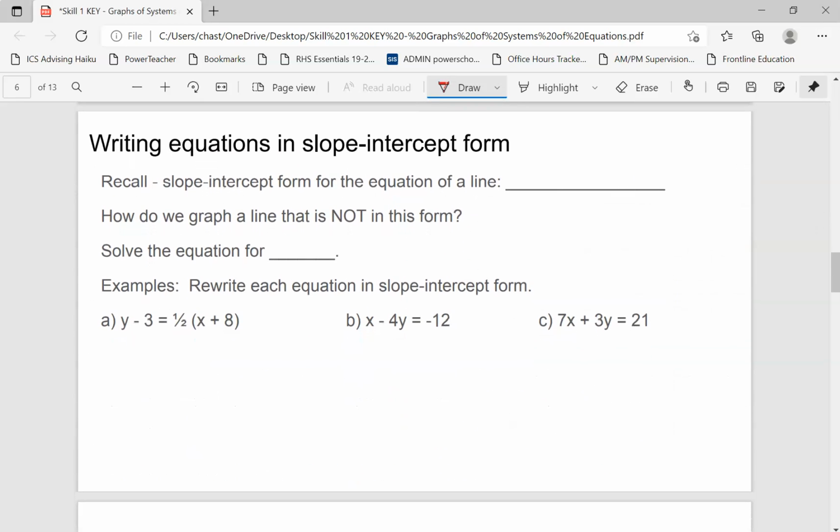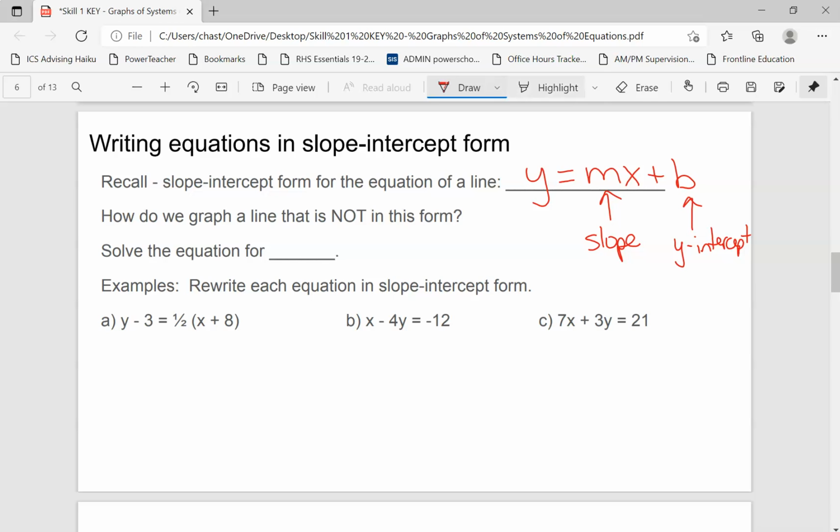The next thing that you'll need to know how to do is to write an equation in slope-intercept form. So let's remind ourselves what that looks like. You should remember that that looks like y equals mx plus b. And from this, the m value represents the slope of the line. The b value represents the y-intercept. That's why we call it slope-intercept form. How do we graph a line that is not in this form?